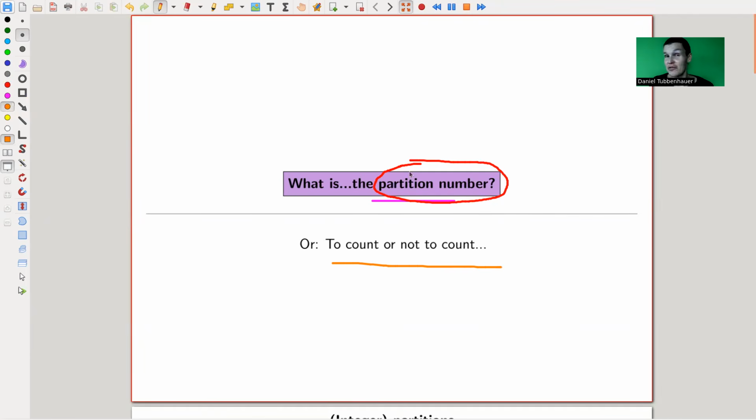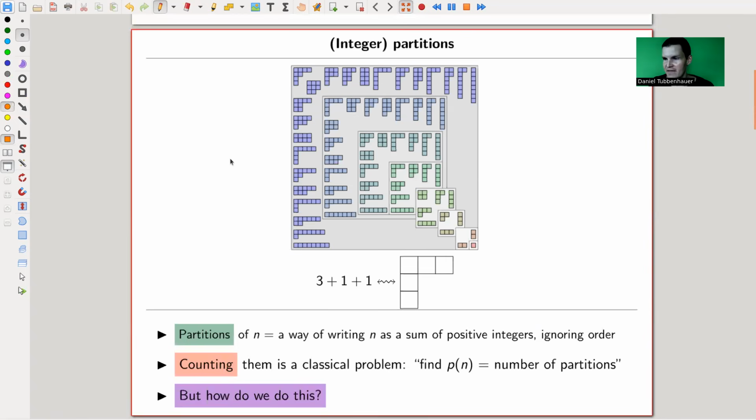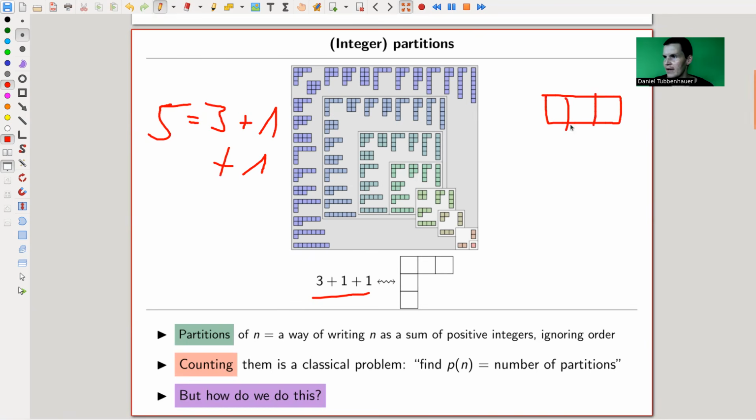But let's get started with one of my favorite combinatorial objects, the good old partitions. So a partition is nothing else than you fix an integer, let's say 5, and you write it as a sum of natural numbers. Something like 3 plus 1 plus 1. And I will just illustrate that by putting 3 boxes for the number 3 and 1 and 1. And note that addition is commutative, so I don't care whether it's 3 plus 1 plus 1 or 1 plus 3 plus 1, just the numbers that appear.